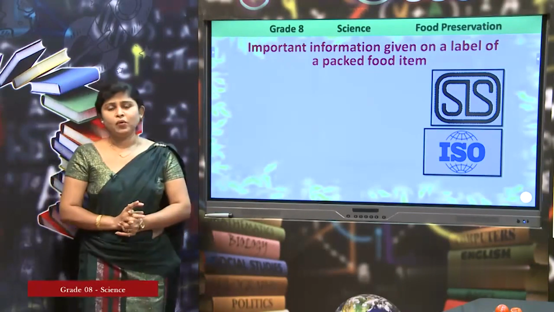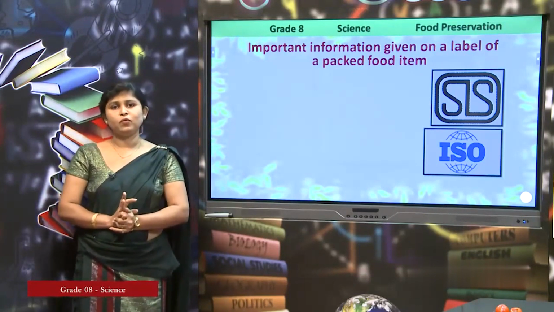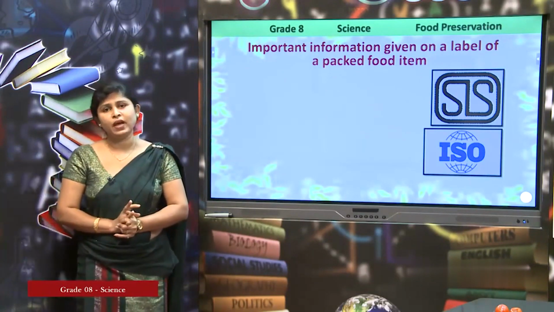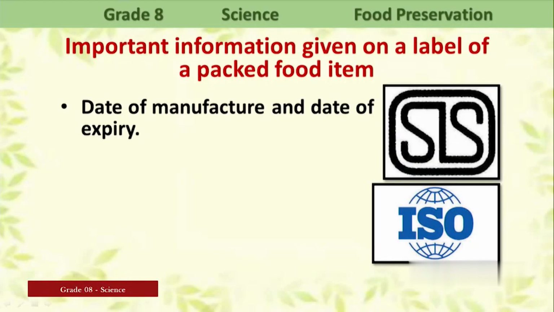Right. Now, I am going to explain the different information given on the label of a food item. You may have observed the labels of food items. Certain facts are given on the food item labels. The main thing is the date of manufacture and the date of expiry. When we are buying a food item, when we are selecting a food item, we have to check the date of manufacture and the date of expiry. It is compulsory.